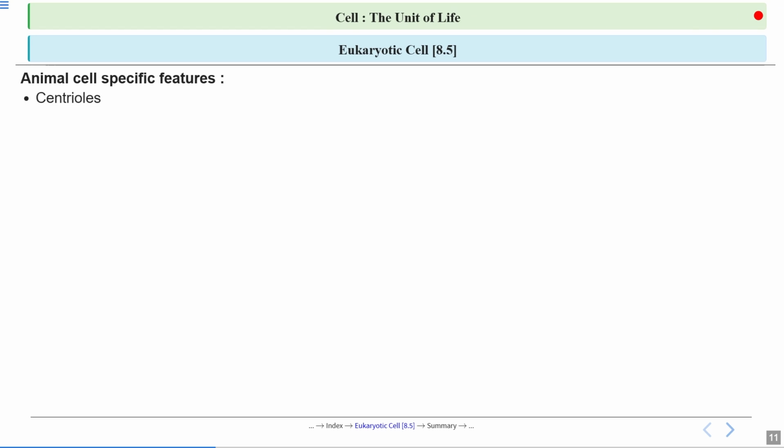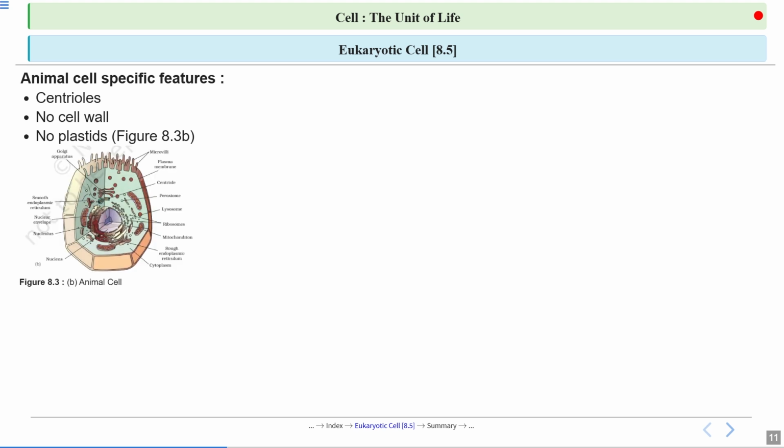Now, what are the features specific to the animal cell only? So, one of the features is centrioles. Centrioles is only present in animal cell. Okay, it is not present in the plant cell. There is no cell wall. Instead of cell wall, there is cell membrane and no plastids are present. Okay, this is an image showing you structure of the animal cell.